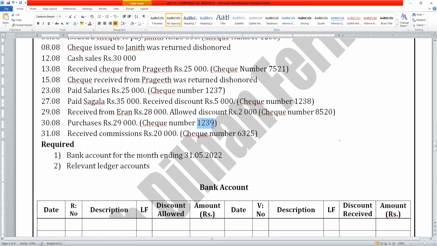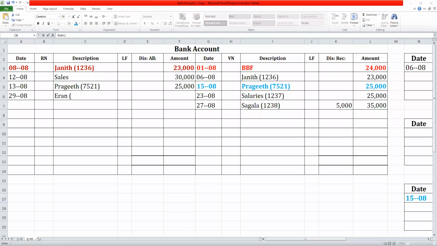Let's move to the worksheet again. It is right. 29th, receipt from Iran. Check number, correct the check number, 8520. At the point of the collection, the business has allowed a discount of 2,000, and 28,000 has been received. This is how you record the receipt in the bank account.